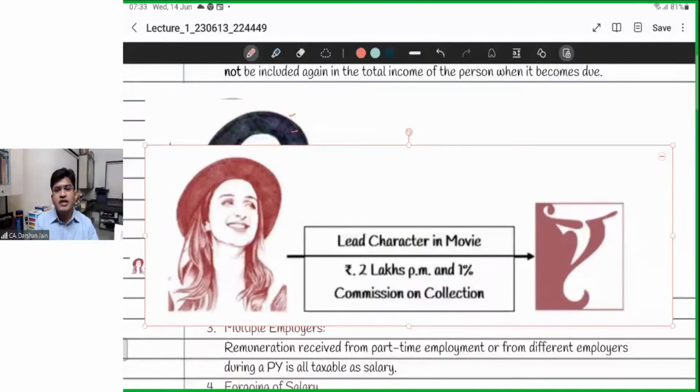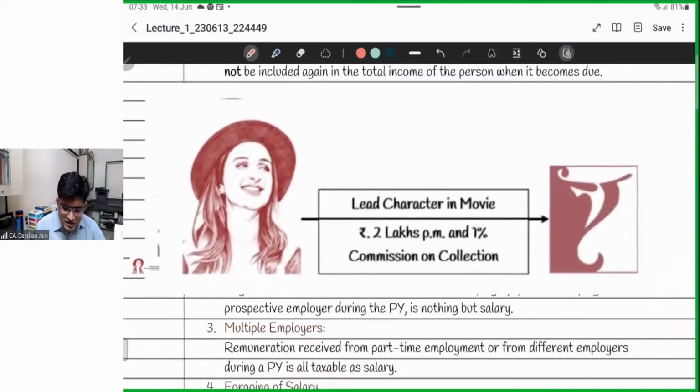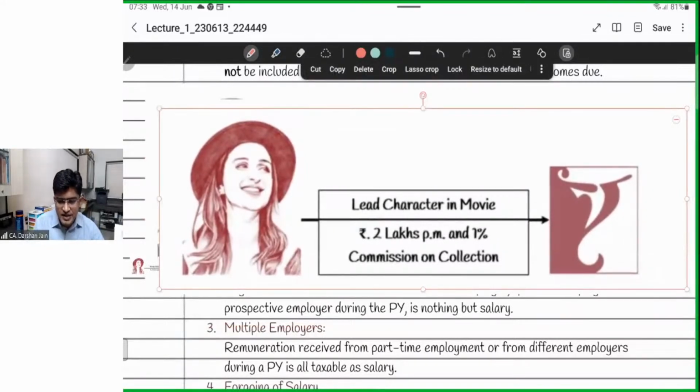She's not entitled to work with any other employer. She's going to get a fixed sum and also 1% commission on the collection. Now, this commission on collection, I've just taken this component specifically because this is very important. There's a landmark ruling in the case of Gestetner Duplicators.